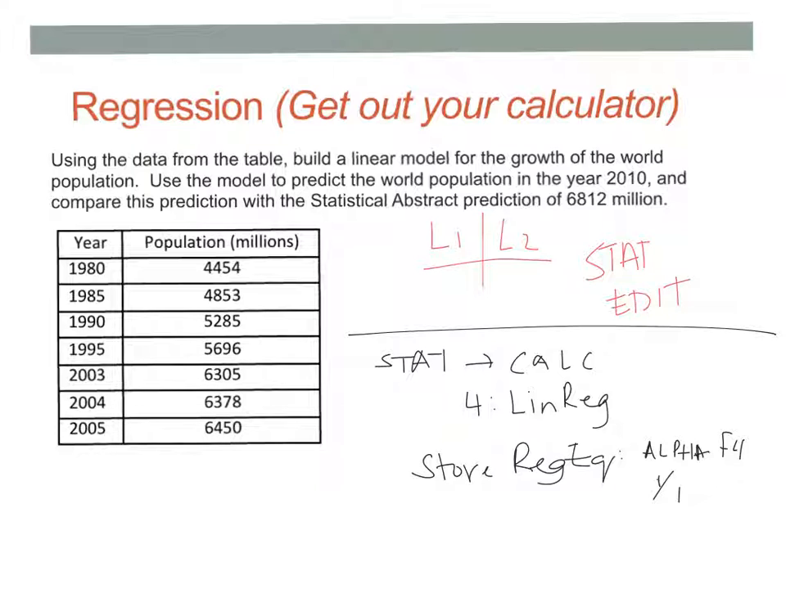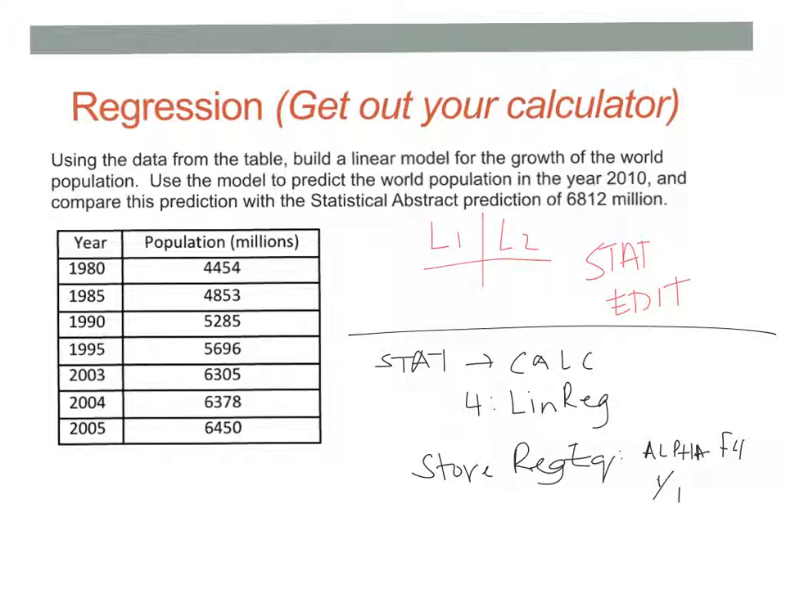For instance, the question here: use this to predict the world population in 2010. Right now my graph only goes up to 2005, but I could change it to go up to 2020. Okay, now my graph goes up to 2020. All I have to do is go trace, 2010. Trace 2010, and there it is. It's about 6,865. It's right on there.